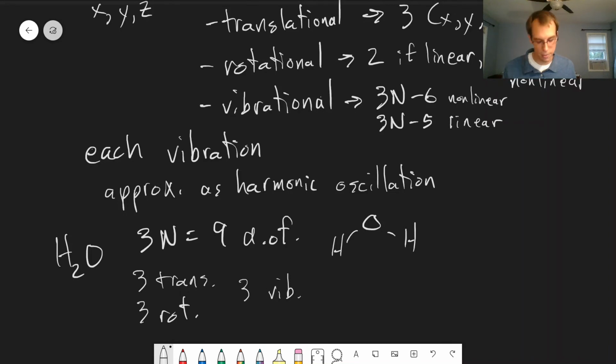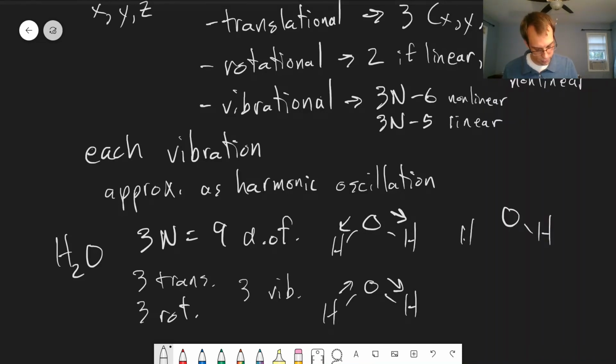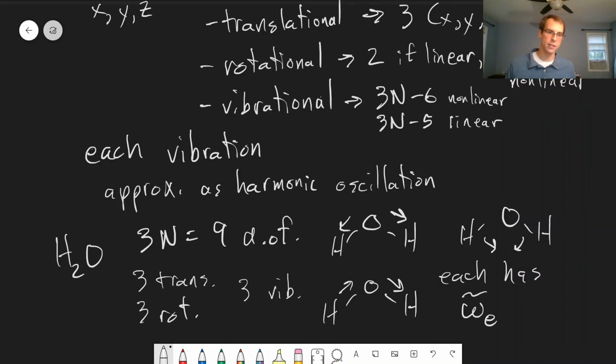but you can calculate this using computational chemistry. So two of the vibrations are going to be OH stretches. We have the symmetric OH stretch and the asymmetric OH stretch. And then the final vibration we have is the bending mode of water. Each of these has an associated vibrational constant that goes with it.